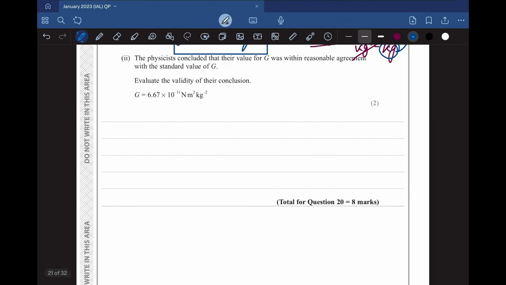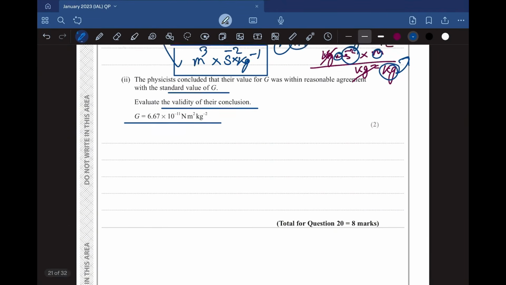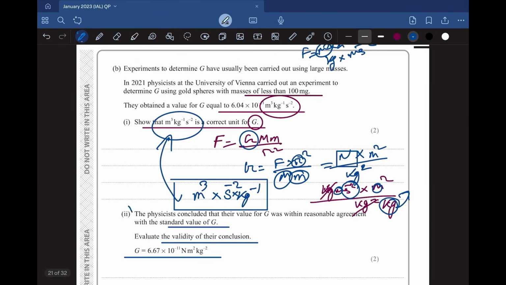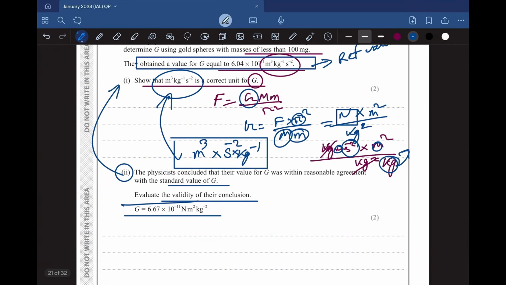Now moving on to the next part, it says the physicist concluded that their value of g was within reasonable agreement with the standard value of g. Explain the validity of their conclusion. They have given us the standard value of g. For this type of question, we always have to look at the previous part of the question. They obtained this value, and this value will be a reference value. This one is the reference value which they obtained, and this one is the actual value of g.